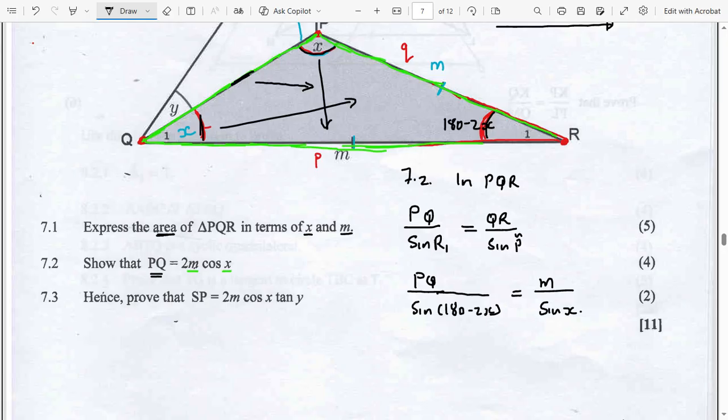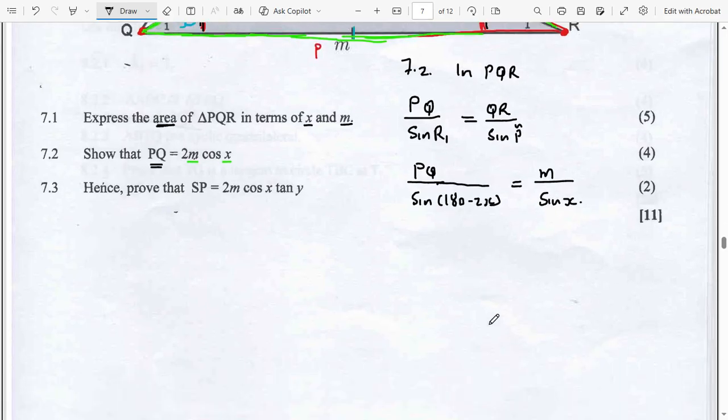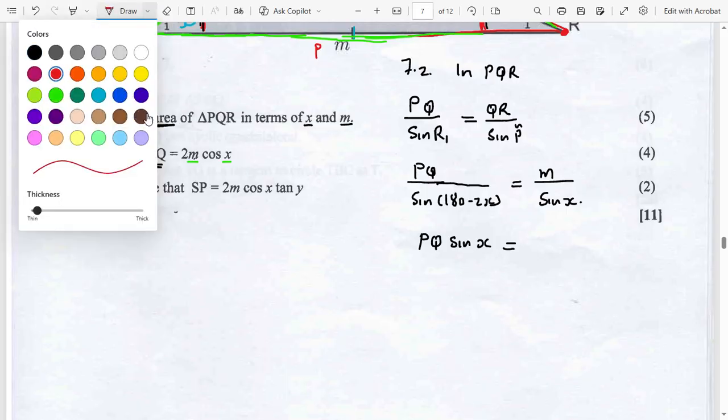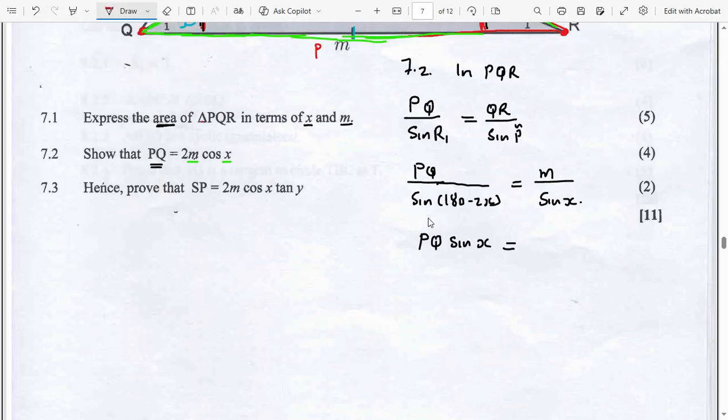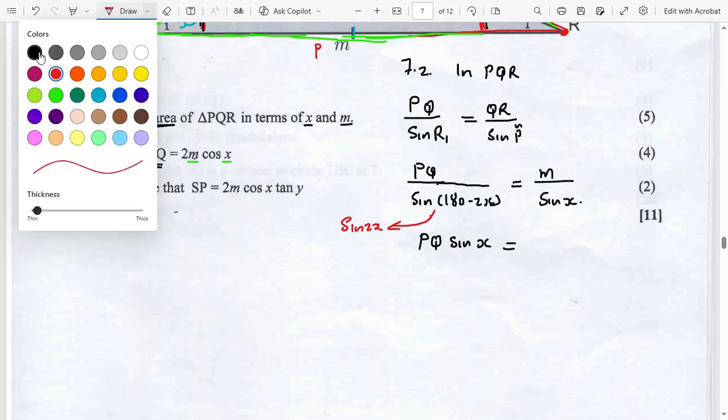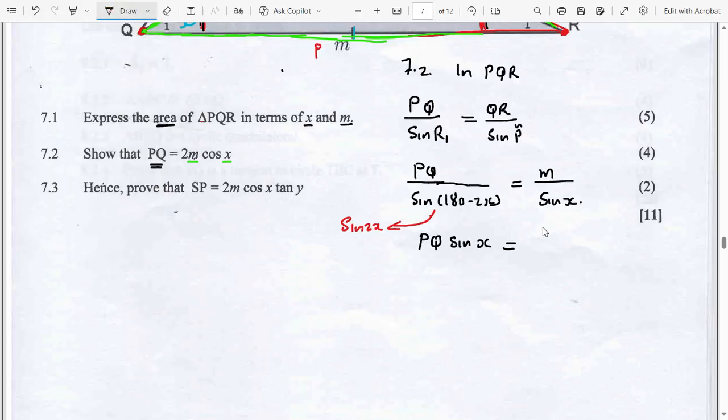Let's make PQ subject of the formula. Let's solve for PQ. You cross multiply. You're going to say PQ, you multiply that by the sine x. I'm going to equate this, but before I do that, can I please reduce this here? I know that we said this is the sine of 2x. So since it's the sine of 2x, I'm going to write that as the sine 2x, and then this will be m. When we multiply the 2, this will be m times the sine 2x.